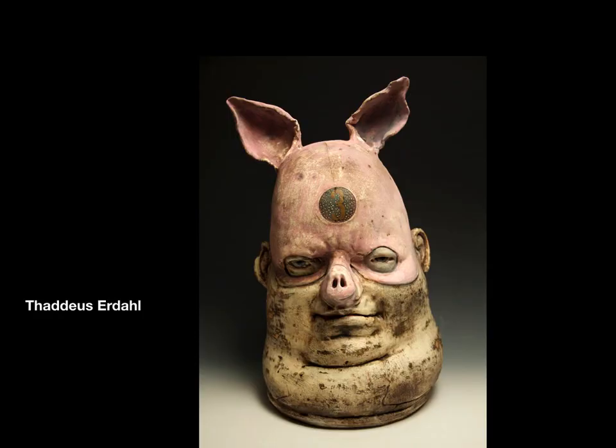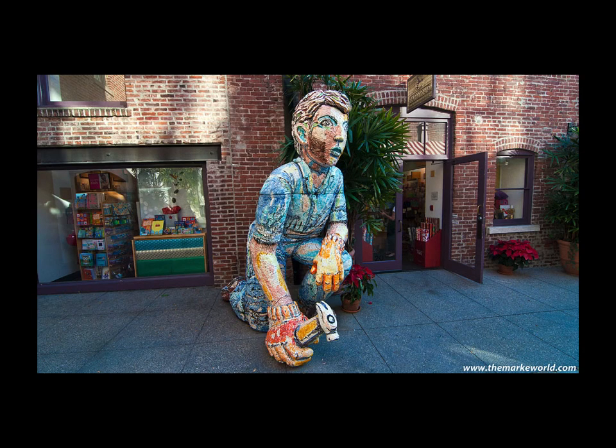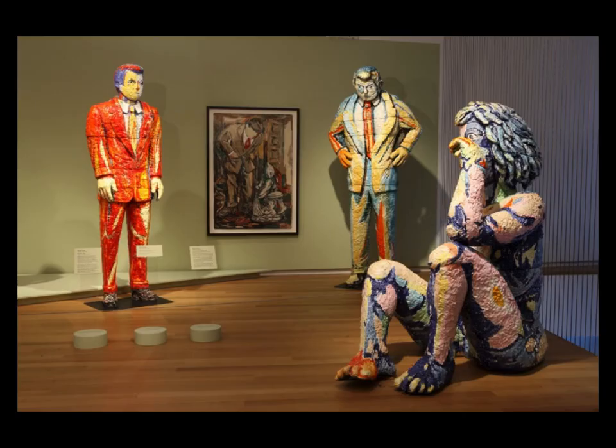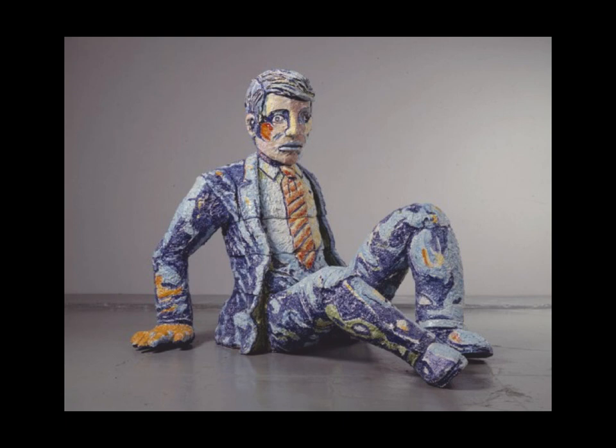Thomas Erdel or Viola Fry, who made really large figurative pieces. Here she is in her studio with a whole bunch of pieces behind her. This is a really large figure here outside in California. There's some in a museum. You can tell that they're around 12 or 13 feet high. You can see where they're kind of put into sections. You can see lines where they've been stacked, especially on this guy where you see him, right, and his tie is cut off in two different places.